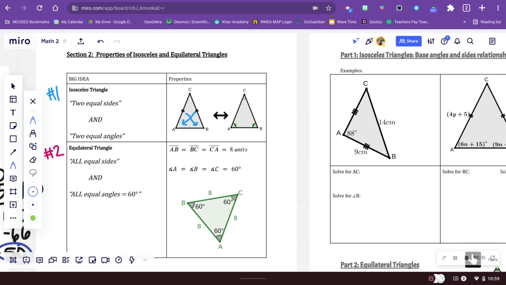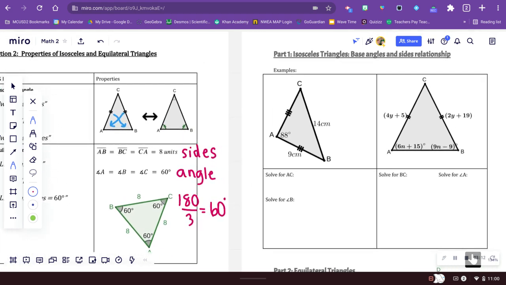So you see an example here, triangle ABC. All the sides are 8 units long, so they're all equal. And all the angles have to also be equal. And since we know that all three angles inside of a triangle have to total 180, we can just divide that by 3 to find that each of those angles is going to be a 60-degree angle. Okay, so two special triangles: isosceles, two equal sides; equilateral, all equal sides.